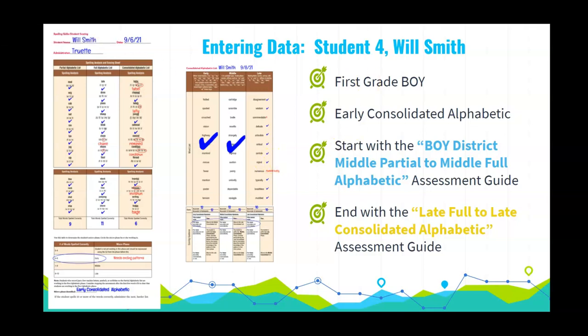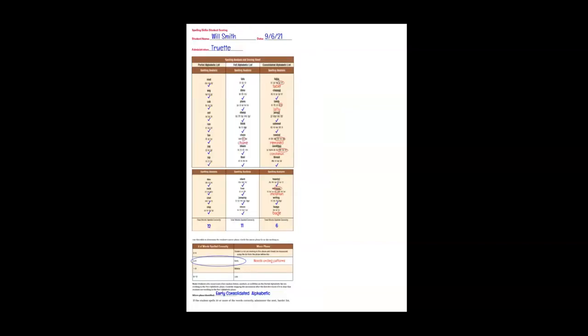Let's take a closer look at Will's assessment data. Here we can see Will's consolidated alphabetic decoding. Will has a very solid grasp of decoding all the way through late consolidated. Looking at Will's spelling assessment, we can see that he has full mastery of the partial alphabetic list, and he has mastery of the full alphabetic list, with the exception of one error in a vowel team. In the consolidated alphabetic list, Will has mastery of many of the spelling patterns. Will needs work in early consolidated with ending patterns.